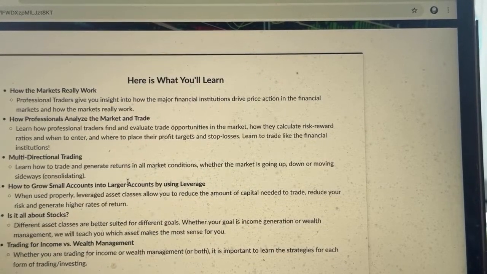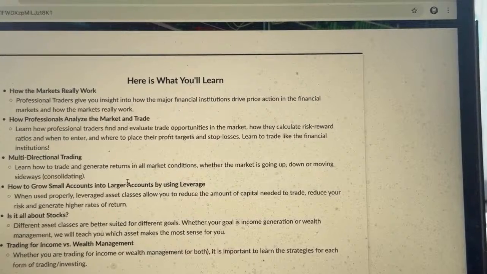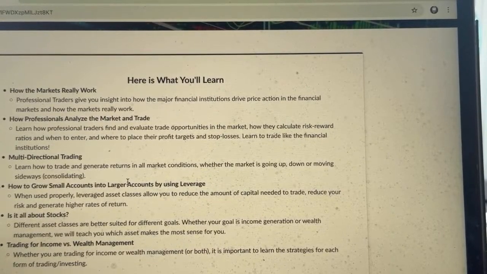Last but not least, trading for income versus wealth management. We want to talk a lot about what the difference is. Income is day to day, week to week, month to month. Wealth management is going to be longer term. So these are all the things that we go over.